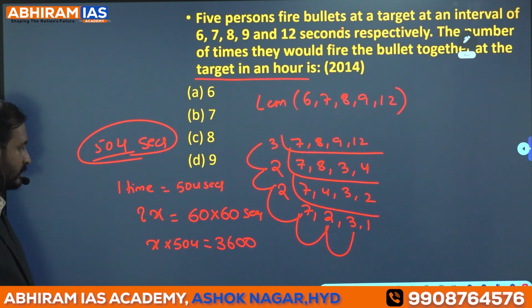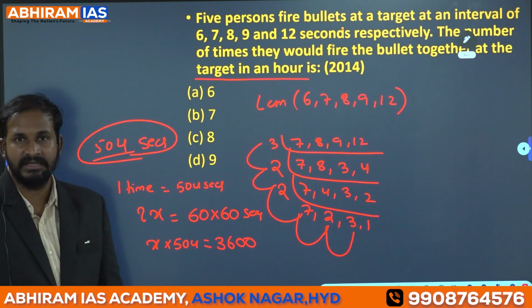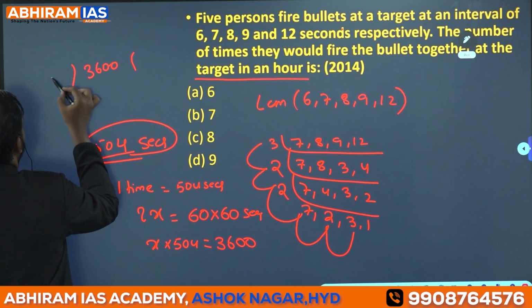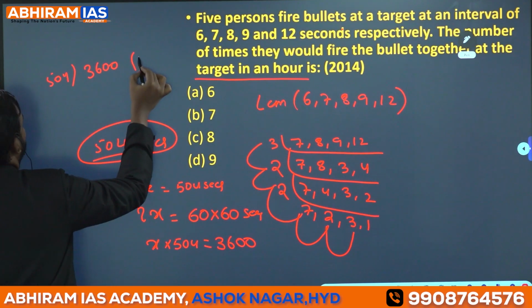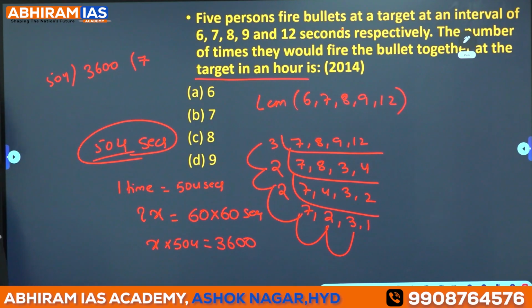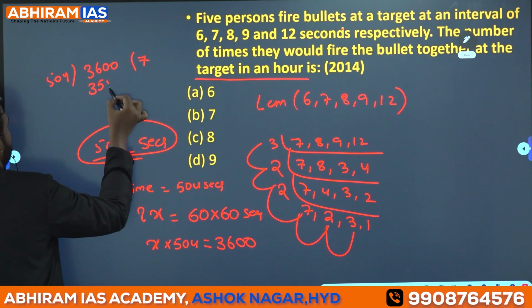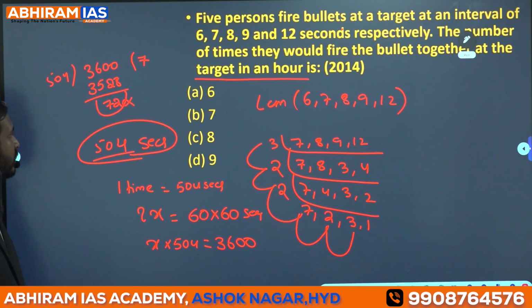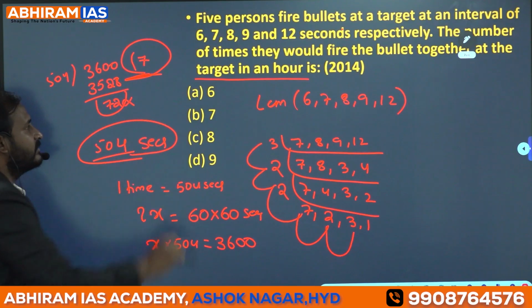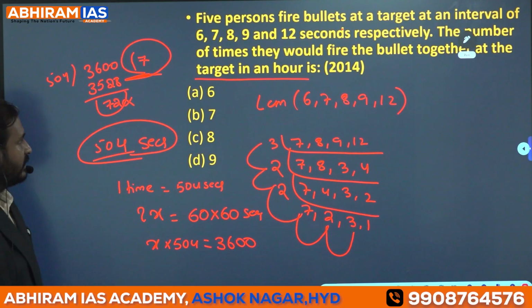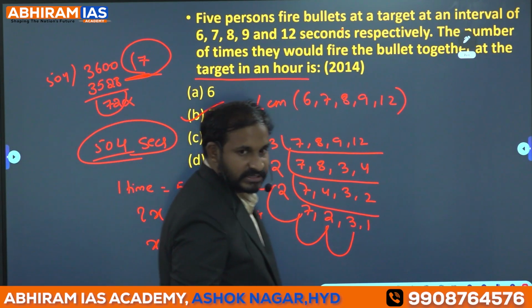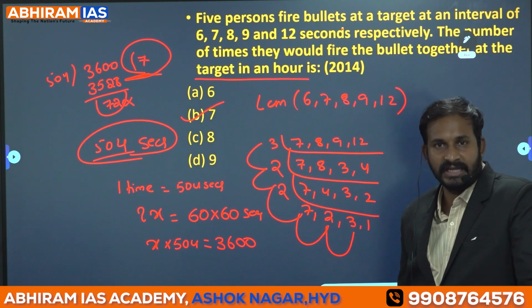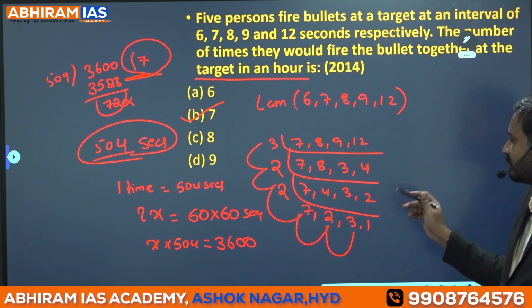Now see here students, this is not exactly divisible. So directly 3600 and 504. 504 sevens are 3500 and 4 sevens are 28. So you will get some remainder here. We will not bother about this remainder. We only concentrate on this quotient. So how many times will it happen? In 1 hour they will hit the target together 7 times. In this manner we are going to find the answer for the given time frame.